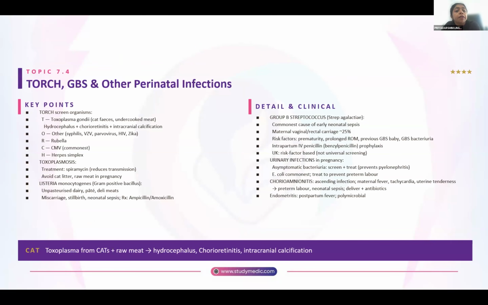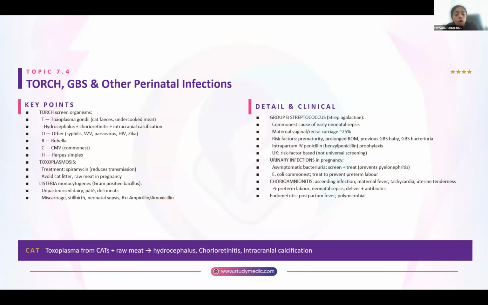So coming to other perinatal infections, especially your TORCH, GBS, etc. Now what do you mean by TORCH? TORCH stands for Toxoplasma gondii. Now where does it come from? The T, it comes from cat feces and undercooked meat. So these are some key factors you look for in your scenario.